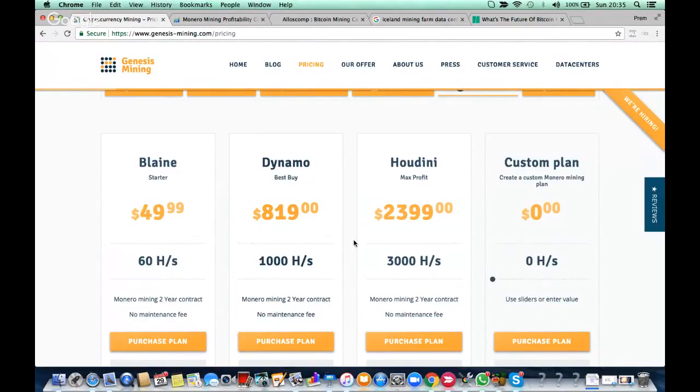If you didn't want the Monero, you are welcome to get the Monero earnings in Bitcoin instead, and you can use Monero mining to produce Bitcoin for you. But whether it's profitable or not, that's something you need to figure out, and I'll show you how you can do that, right? Now, Monero, 1,000 hashes per second will cost you $819. This is a 2-year contract. 1,000 hashes is $819 US.